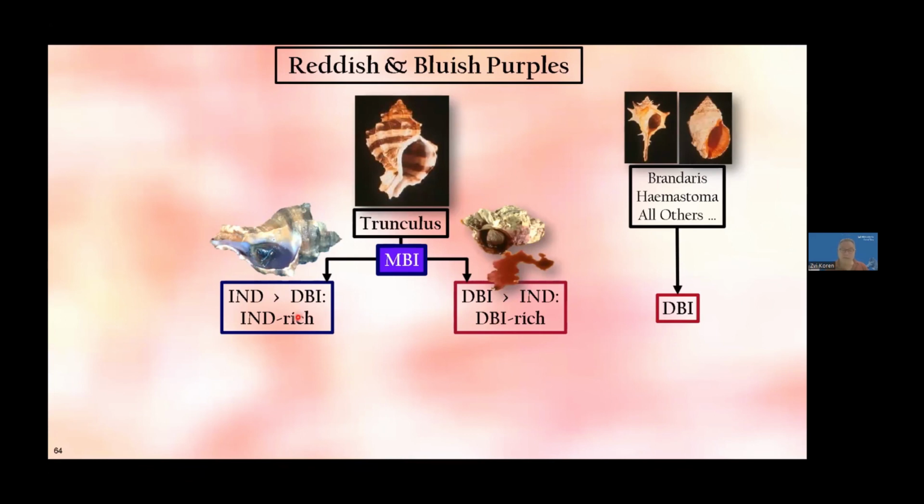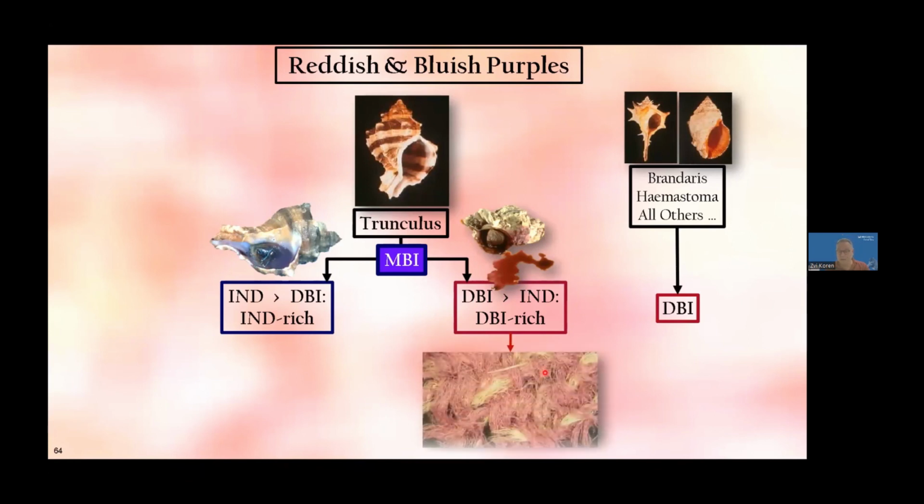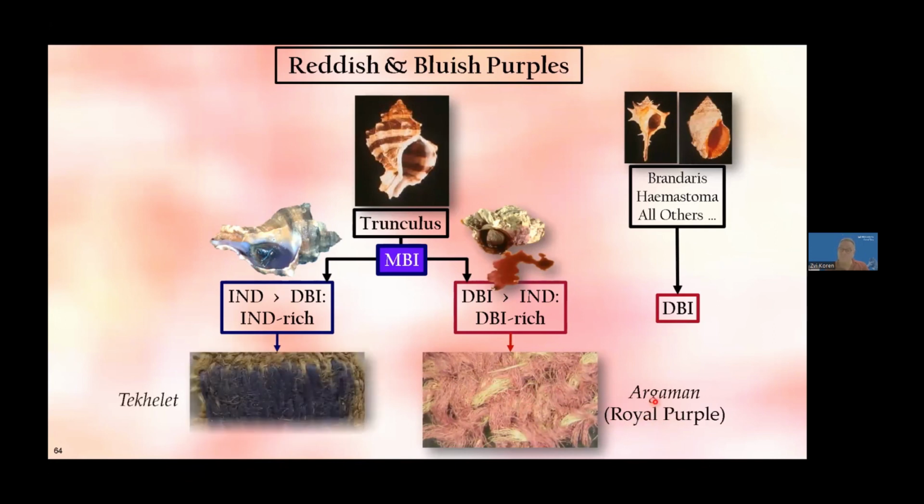But there are reddish and bluish purple pigments. And of course, the reddish purple can give you dyeings like I showed you over here under high illumination, what is known as Tyrian purple or royal purple, or in the biblical term, argaman. And the other one gives you a biblical blue. It's not really blue, it's blue violet or blue purple, known as techelet.